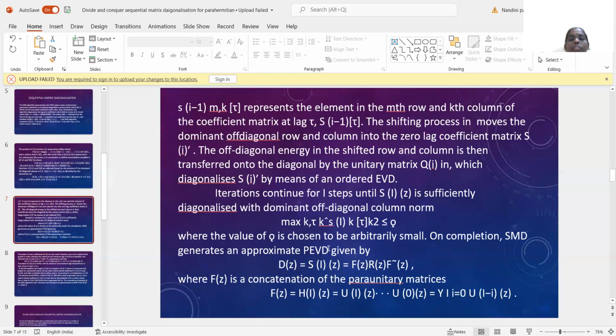The shifting process moves the dominant off-diagonal row and column into the zero lag coefficient matrix S. The off-diagonal energy in the shifted row and column is then transferred onto the diagonal by the unitary matrix, which diagonalizes by means of an EVD. Iteration continues until S is sufficiently diagonalized, with the dominant off-diagonal column norm below a threshold, where the value is chosen to be arbitrarily small.